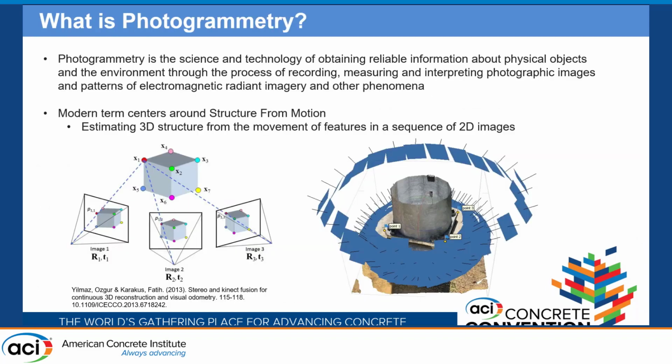So what is photogrammetry? Photogrammetry is the science and technology of obtaining reliable information about physical objects and the environment through the process of recording, measuring, and interpreting photographic images and patterns of electromagnetic radiant imagery and other phenomena. So, essentially, the photogrammetric method uses motion algorithms to create a 3D model from overlapping images.